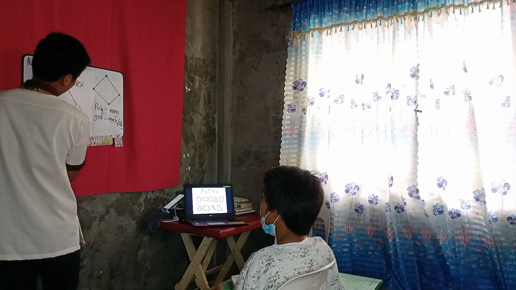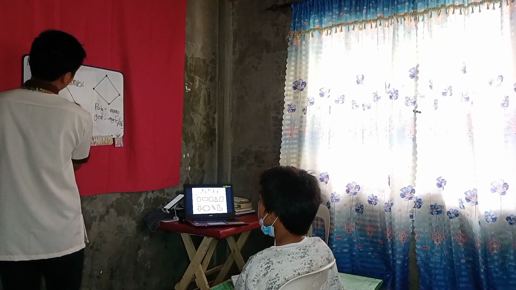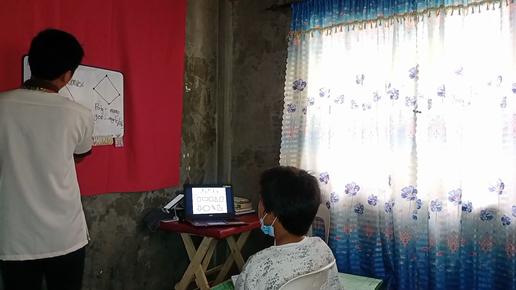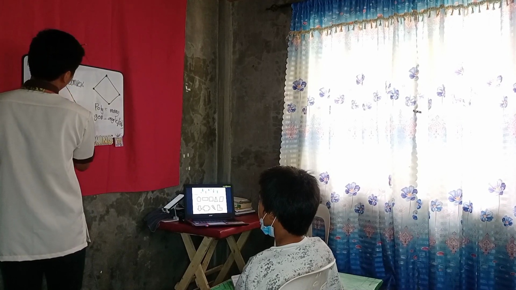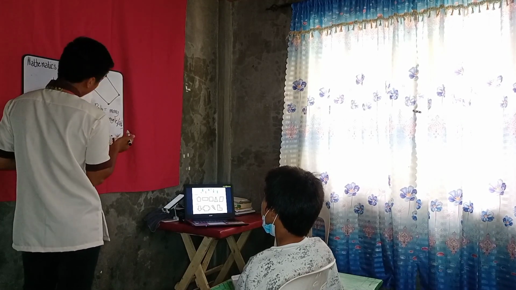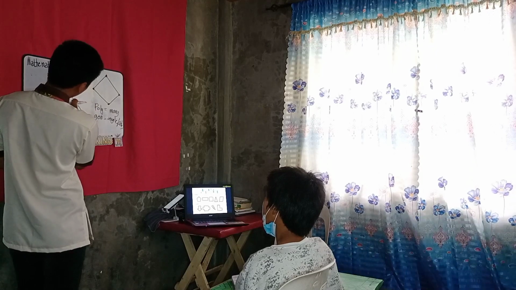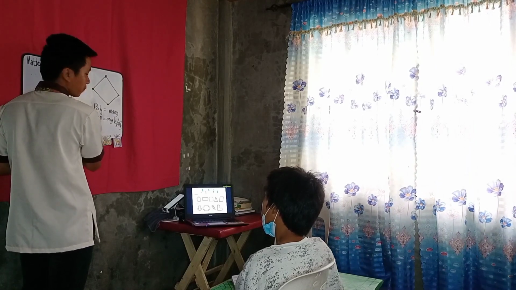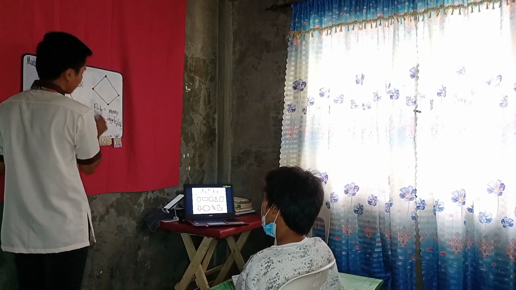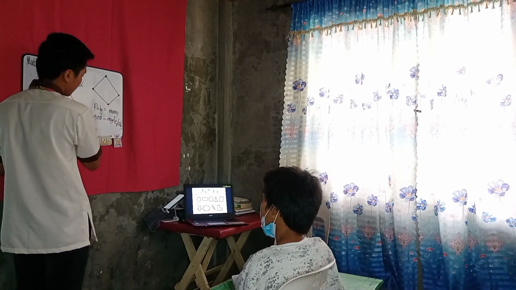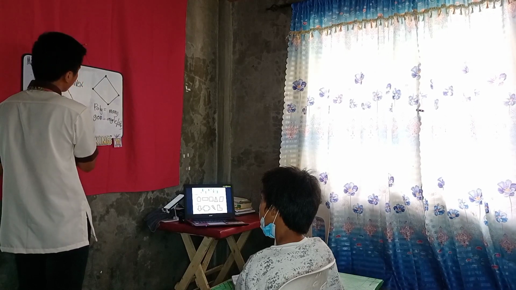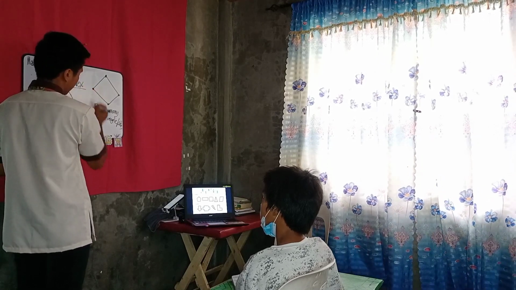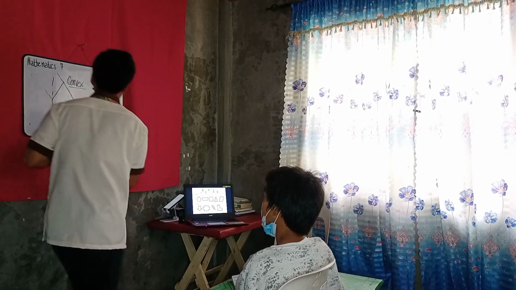Extend lang natin yung mga line nila. Kung may line na napunta sa loob ng ating given figure, meaning to say, non-convex siya. Pero kung walang line sa loob ng ating given figure, isa siyang convex. Burahin ko na to, okay? Yes, sir.